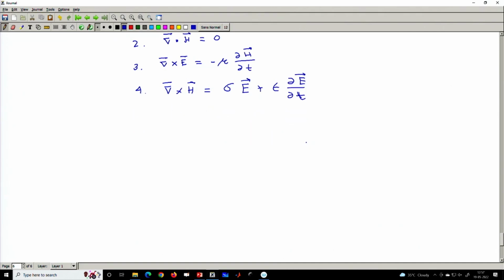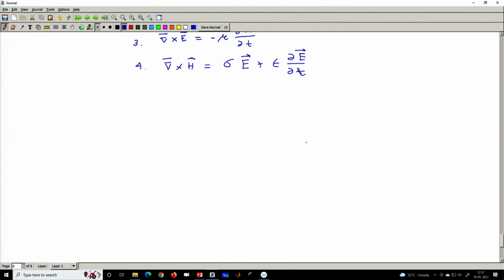So, these are the four equations we are having. Now, if I want to find the Maxwell's wave equation, I should take the curl over the third equation, curl over E, the standard procedure that we followed. That should be equal to minus mu del T of curl over B. No, here I should write curl over H, because I write in terms of H. So, it should be curl over H.